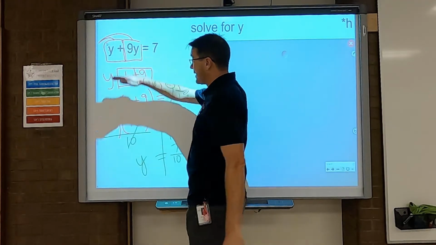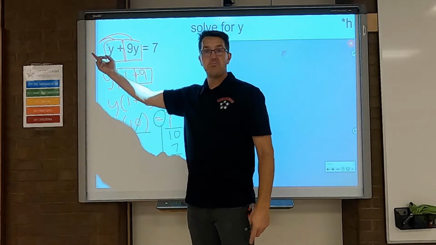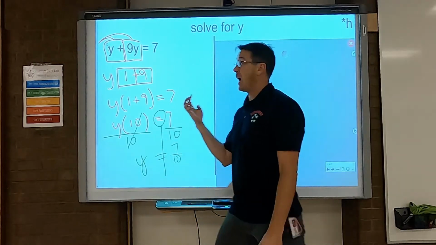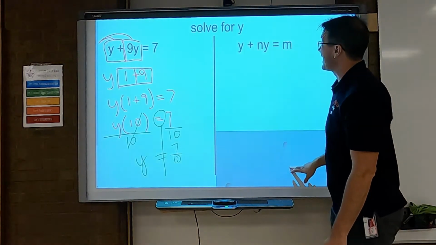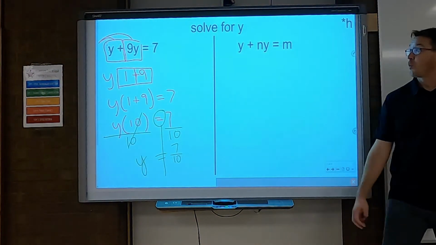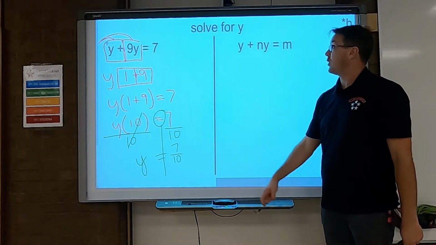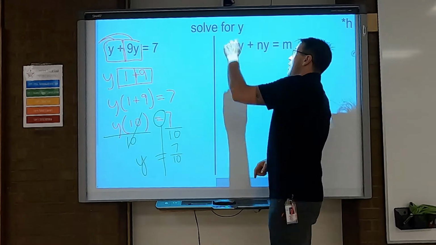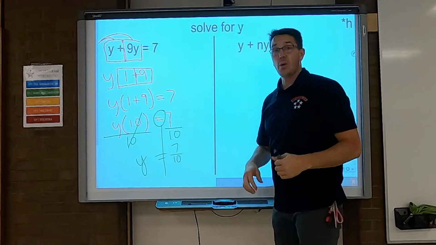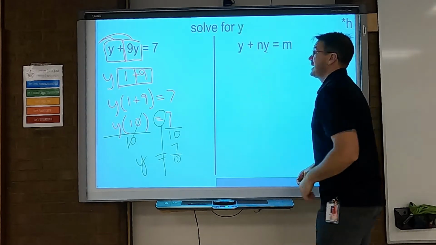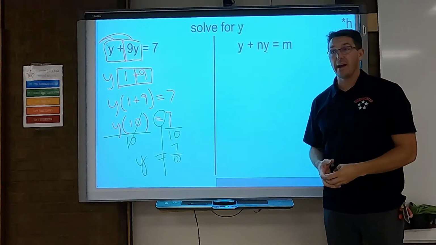Now again, would I do this if I had just one variable? No, I would just solve it like we did. 1 plus 9 is 10. However, when you have a literal equation where you have nothing but variables, I need to solve for the variable. In this case, they're asking me to solve for y. So I'm like, okay, oh crap. I have a y here and a y here. How am I going to solve for y?